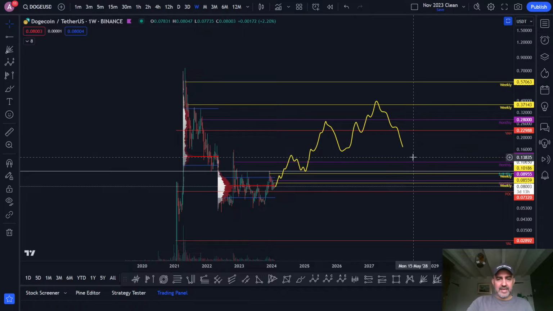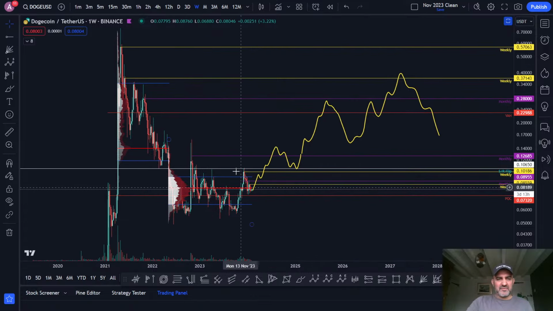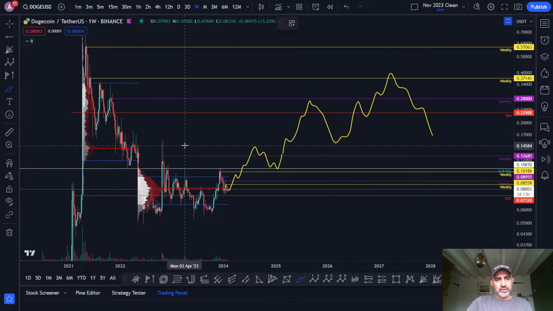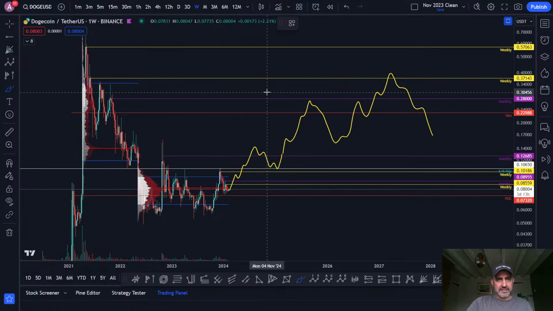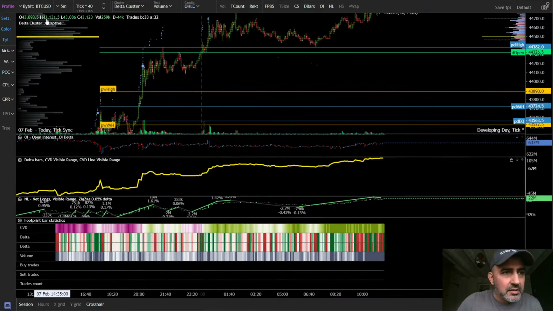And then the only caveat as well is a short squeeze. But even if you get a short squeeze, it's not going to go up and then not continue, I don't know. The short squeeze might happen. There might be a short squeeze. It's hard to tell how much shorting is in this market. You have a look at Exo Charts.